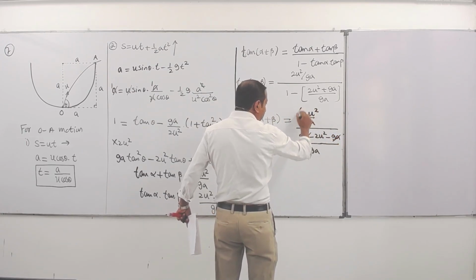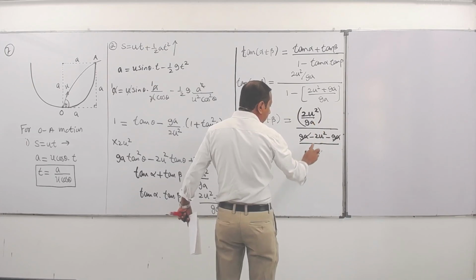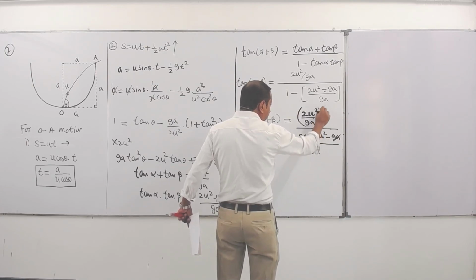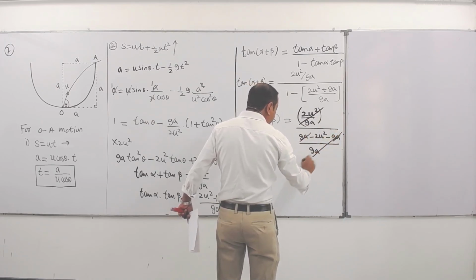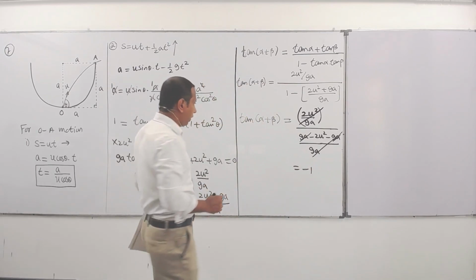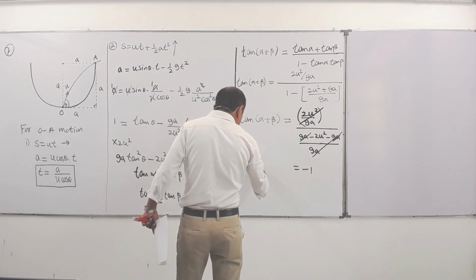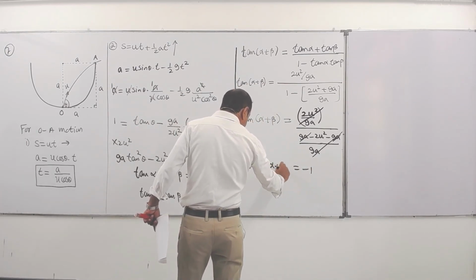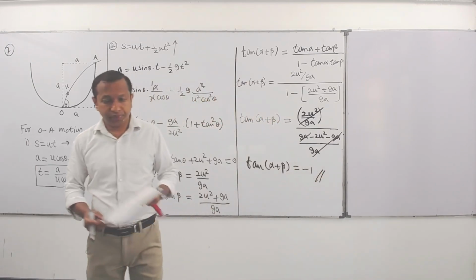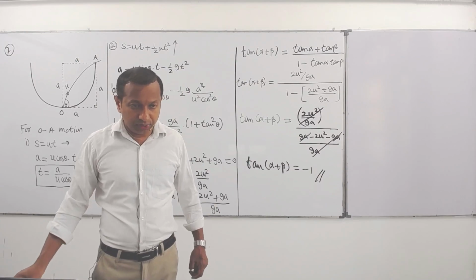Then here we get 2u squared over Ga in the numerator. Here we get minus 2u squared over Ga, same thing. Then cancelling down this 2, again we get to the right hand side and the answer is minus 1. Then we get the answer: tan alpha plus beta equals minus this. We can take that answer.